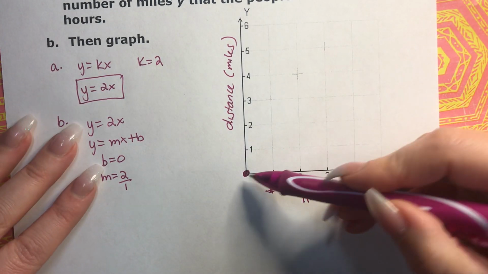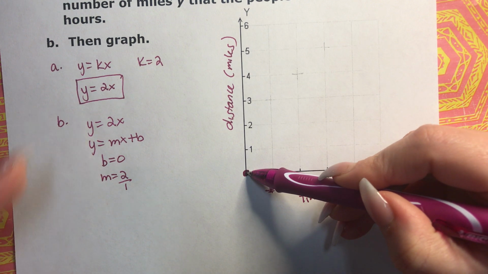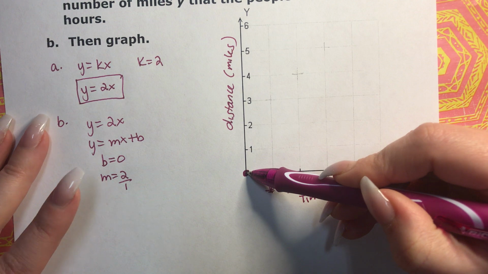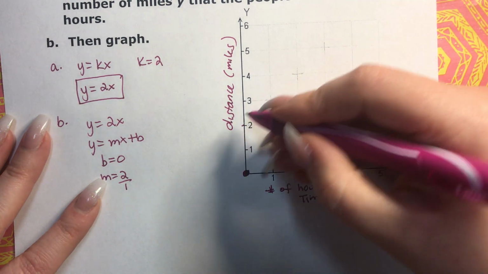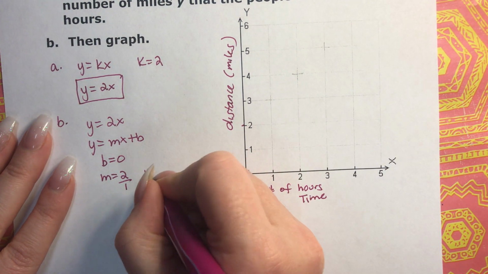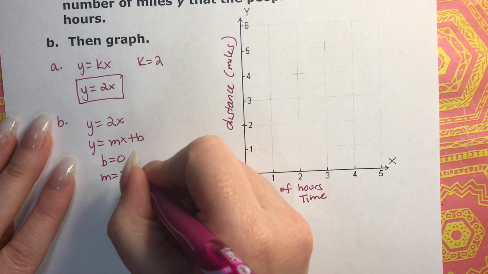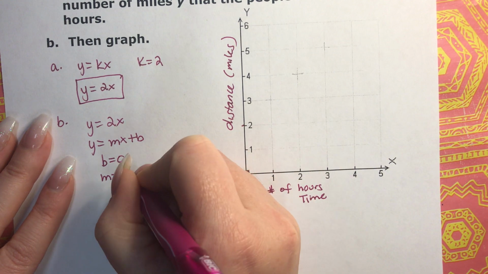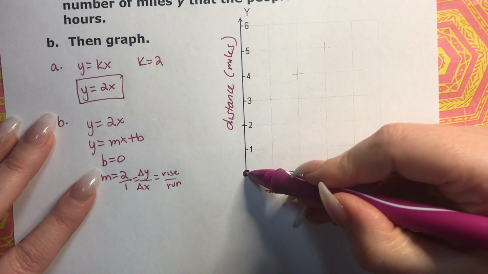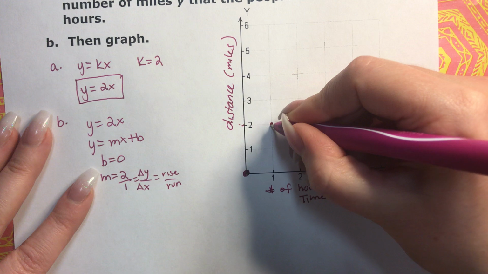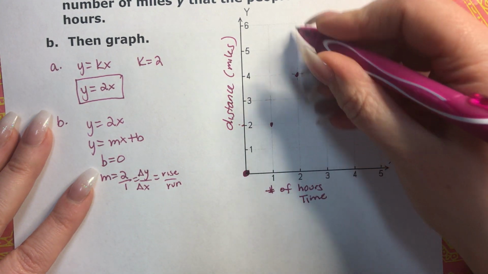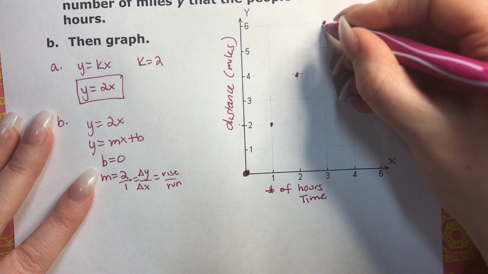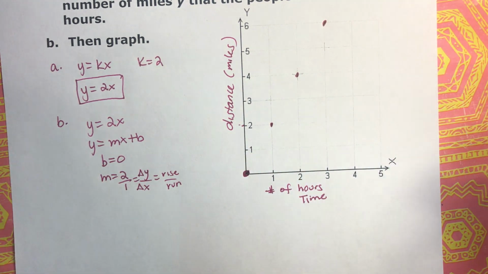So we just graph the y-intercept first, which is 0, and we know that all direct variation equations always go through 0, right? And then from there we do the slope, so up 2 over 1, because the slope is just the change in y over the change in x, or the rise over the run. All of these things mean the same thing. So from this y-intercept of 0, we go up 2 over 1, and then up 2 over 1, and then up 2 over 1, and so on. And there we have it.